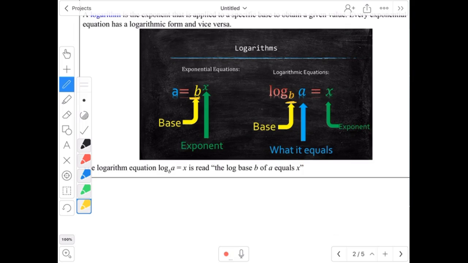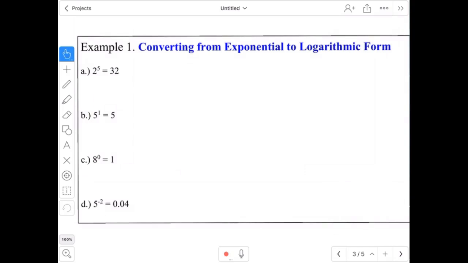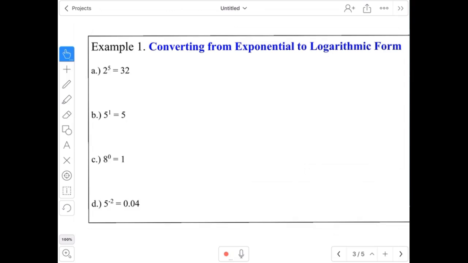Realize the base is probably the best place to start. And then if we're starting with the exponential equation, this is going to switch sides. So that x and that a are going to switch sides. And then to go the other way, I'll show you a little trick as well. So to start off, if we're converting from exponential to logarithmic form, remember, we're going to start with our base.